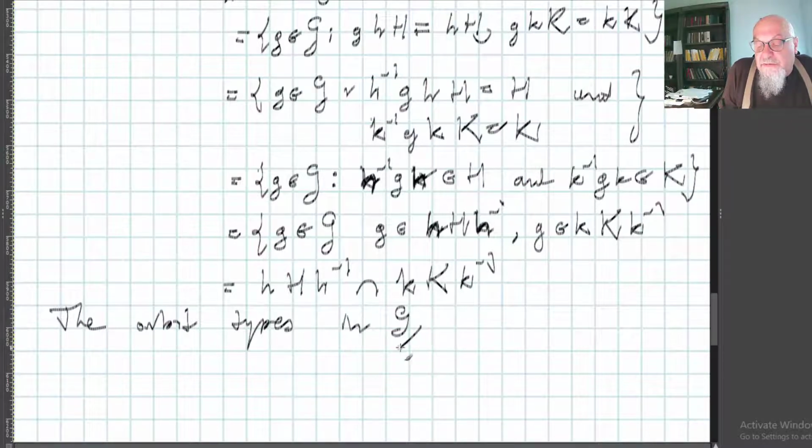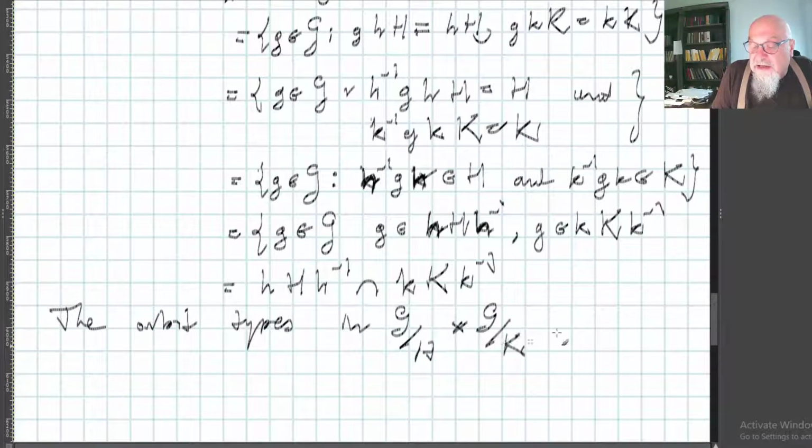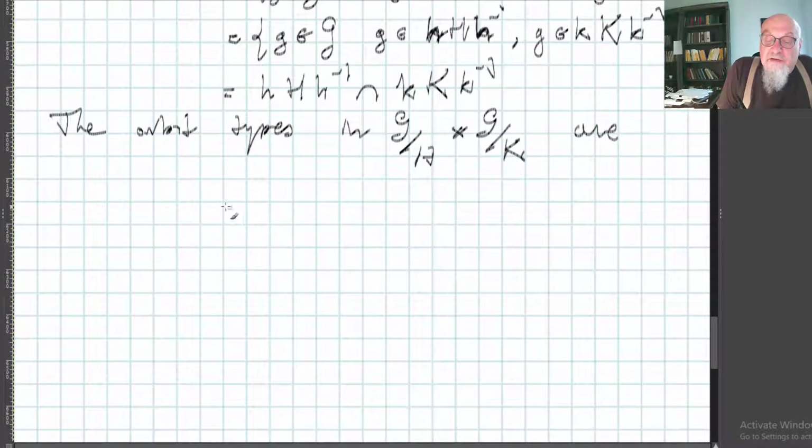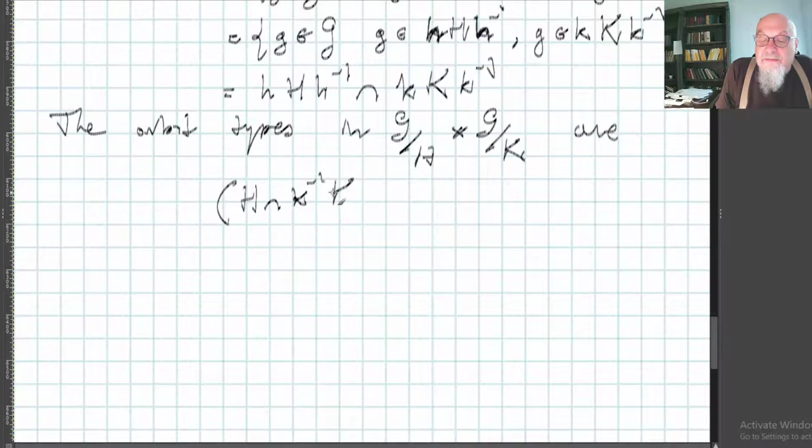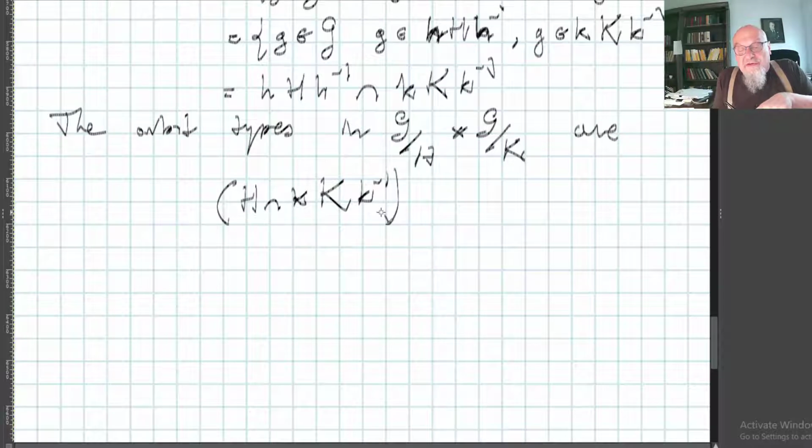So in such a case, the orbit types in the product of G/H times G/K are possible only to be this product. So this will be the orbit. So I can just simply take h equal to identity, so this will be like k K k minus 1, sorry, not k minus 1, k K k minus 1. So those are all possible. So this means in this case the conjugacy class of this group simply.